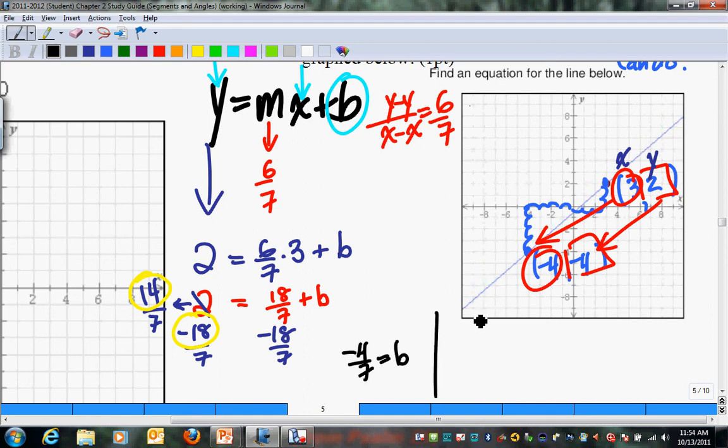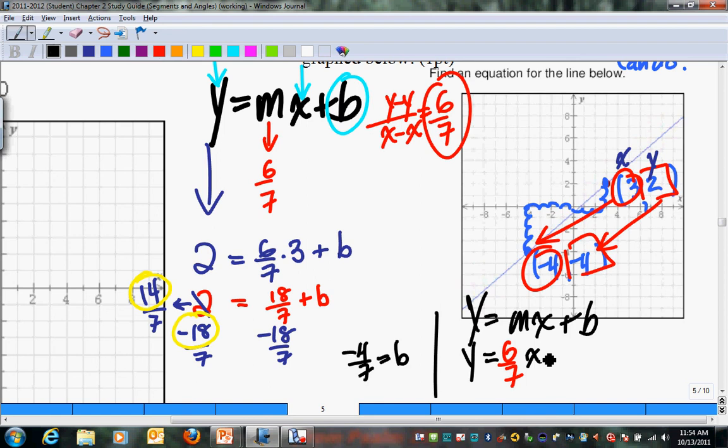So now I have all my ingredients. y equals mx plus b. y equals my slope, 6 over 7, x plus my b, which, well, it's not going to be plus. Technically, it's minus 4 over 7. And that, my friends, is your equation. You okay with that? All righty. Go have a seat. You can't tell, you actually have to do the math.